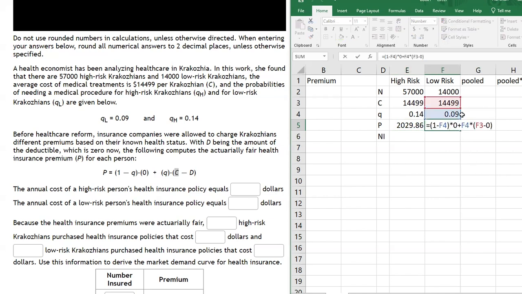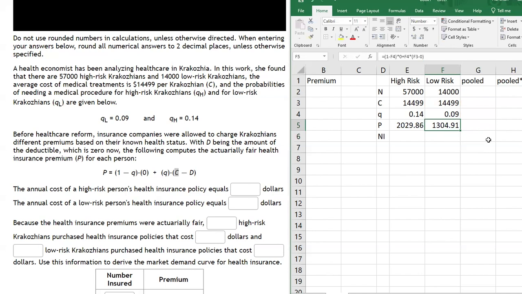The cool thing is I can just drag this over here. We multiply the cost of 0, because the insurance company is not spending any money on the procedure if you didn't have the procedure. So we're multiplying 0 times the probability of not needing the procedure. And then we're taking the probability of needing the procedure for low-risk people, which is 9%, and multiplying that by how much the insurance company's got to pay for you to have that procedure, which is $14,499 minus the deductible. Again, this is full coverage or 100% insurance.